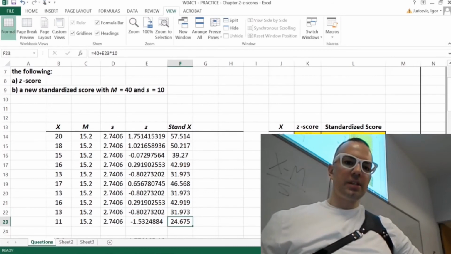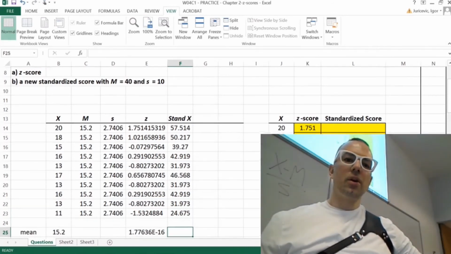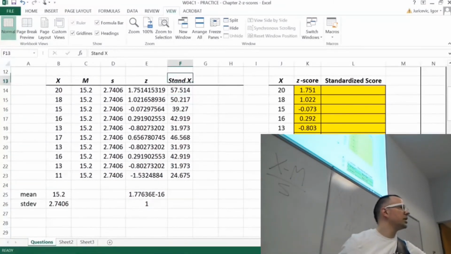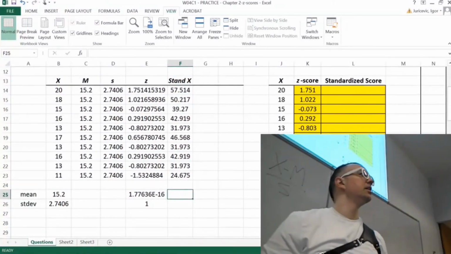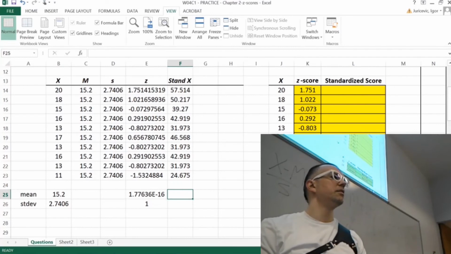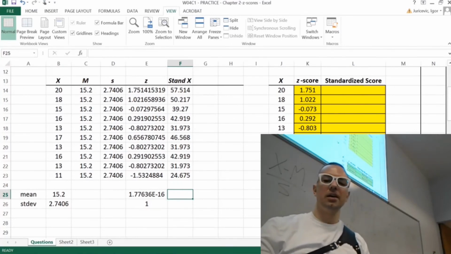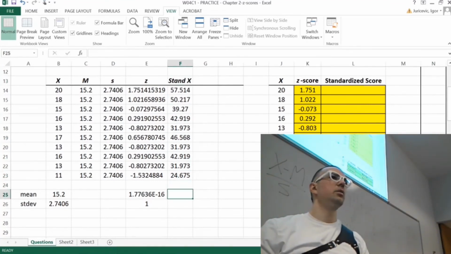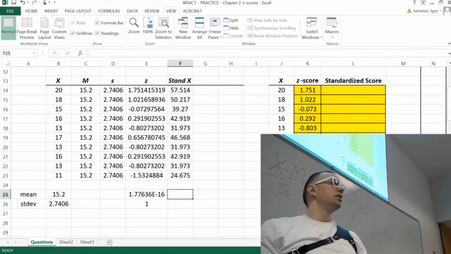So those are the standardized scores. So once again, let's say that you were in an exam situation, and you were asked to calculate standardized scores that had a mean of 40 and a standard deviation of 10, and you calculate these new scores over here. What can you do to check to see if you've done that correctly? What can you do to make sure that nothing went horribly wrong?